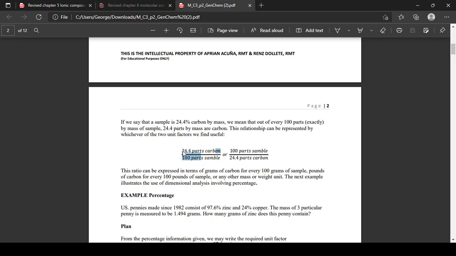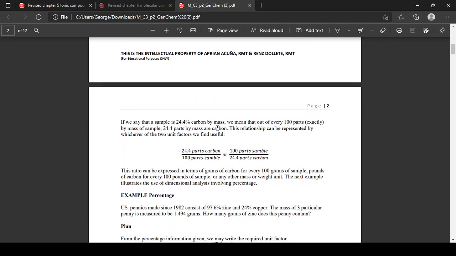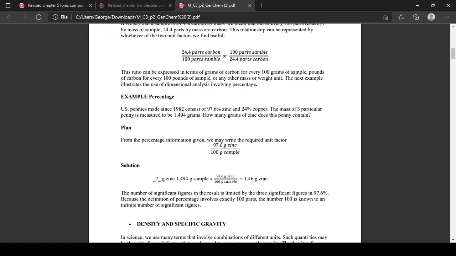Depending on our problem, we can interchange our parts A over our mixture, depending on what is given and what is missing. So this ratio can be expressed in terms of grams of carbon for every 100 grams of your sample, pounds of carbon for every 100 pounds of your sample, or any other mass or weighting. The next example illustrates the use of dimensional analysis involving percentage.